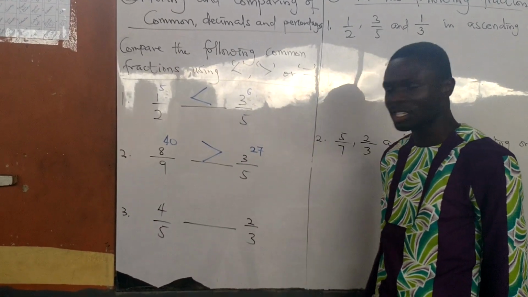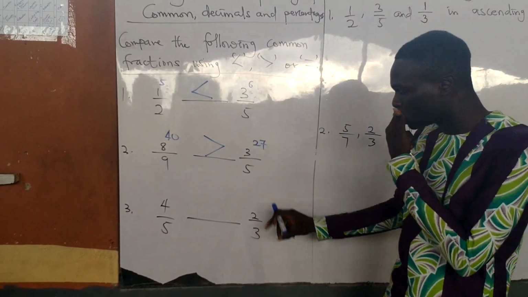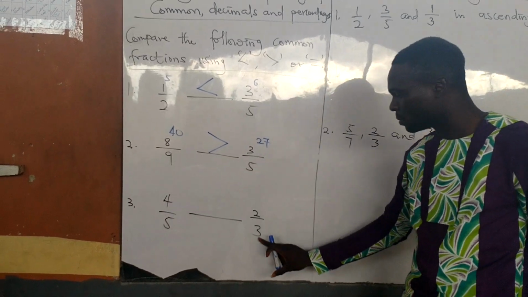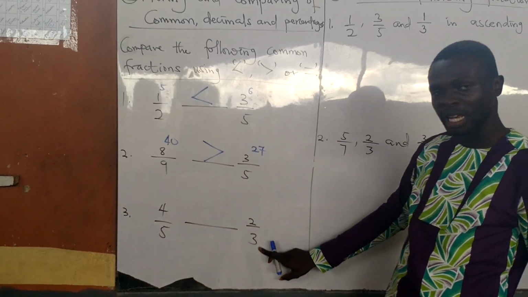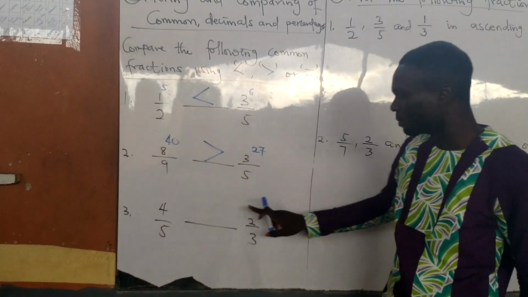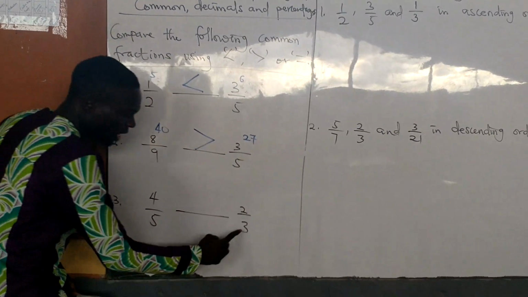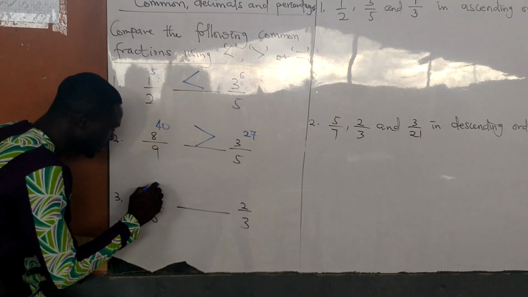Now let's look at the last one. 4 over 5, we are comparing it to 2 over 3. So you do your cross multiplication, where the numerator will multiply this denominator, and the denominator will multiply this numerator. So let's try the multiplication and see. If 3 multiplies 4, or 3 times 4, we are going to get 12.